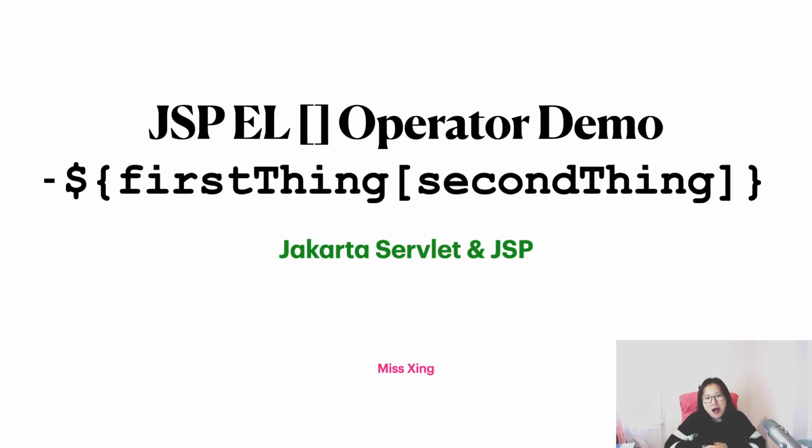Yesterday, I was thinking I could finish everything about JSP expression language, and unfortunately, I couldn't. So I will finish today. The first demo I want to show you is the bracket operator, also called the collection access operator. The syntax is, instead of using dot, we're using bracket. This operator is more powerful compared with the dot.